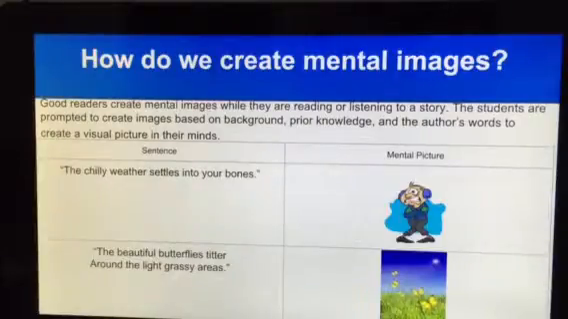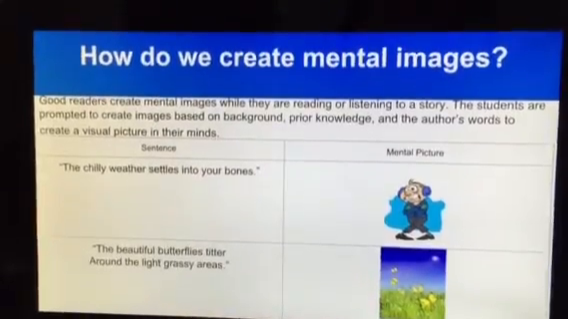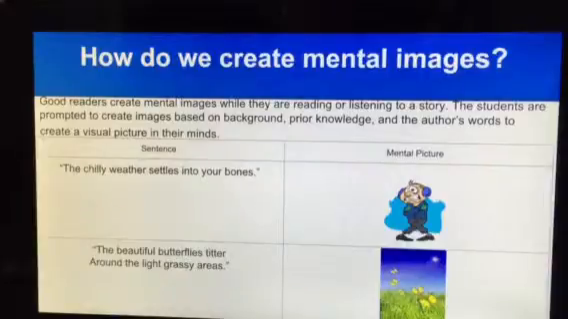The chilly weather settles into your bones. The mental picture I created was this man, very cold, freezing. The beautiful butterflies titter around the light grassy areas. So here in my mind, I pictured butterflies dancing around in some green fields.